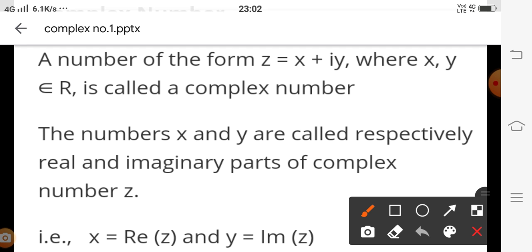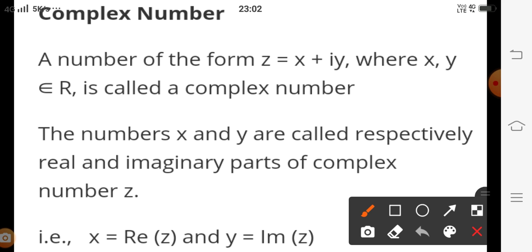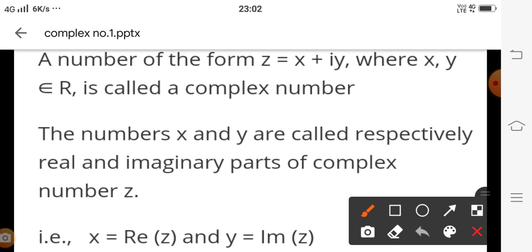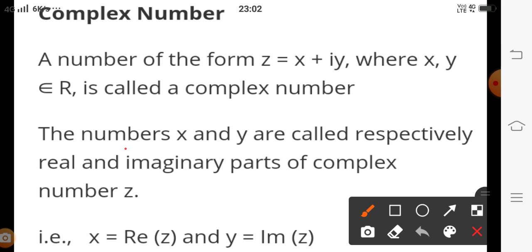And the complex number, we represent a complex number by z, and z is equal to x plus iy. Then what is x, what is y? x and y are elements of real numbers here, and this form is called a complex number. z is equal to x plus iy is called a complex number. And in z equal to x plus iy, x is the real part and y is the imaginary part.